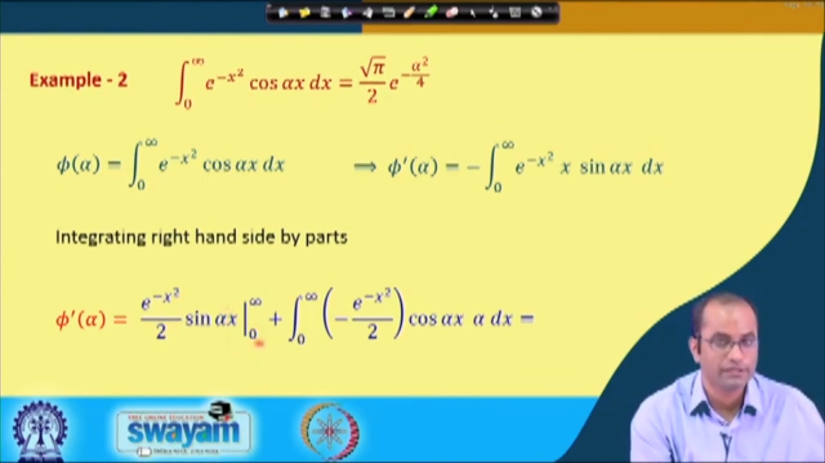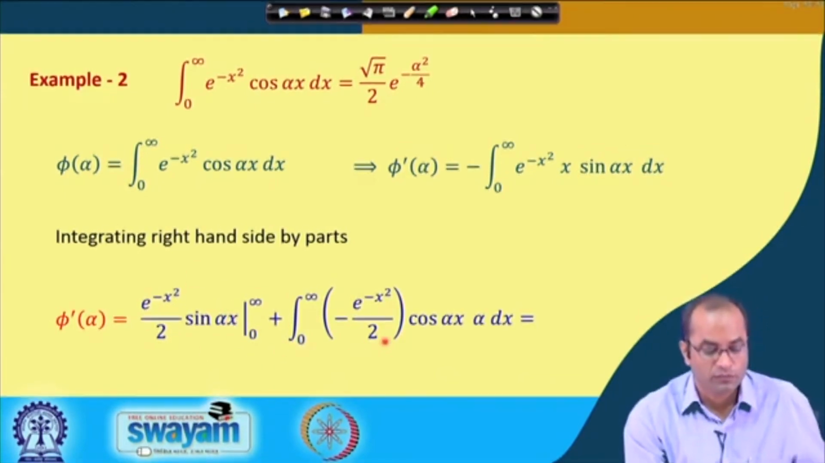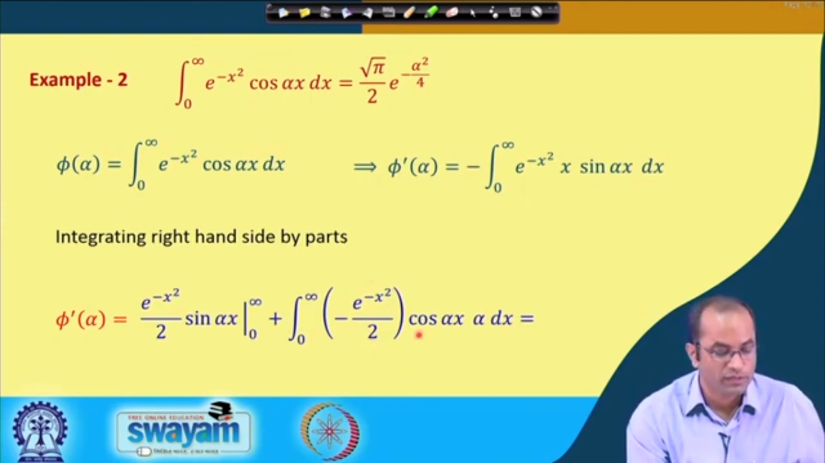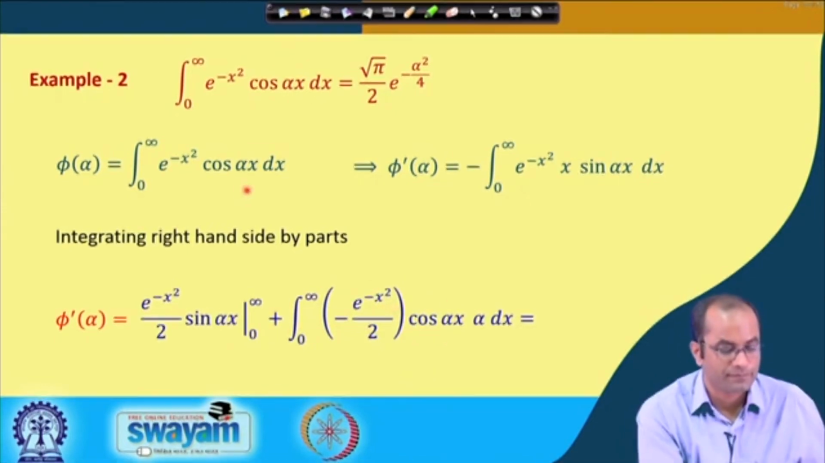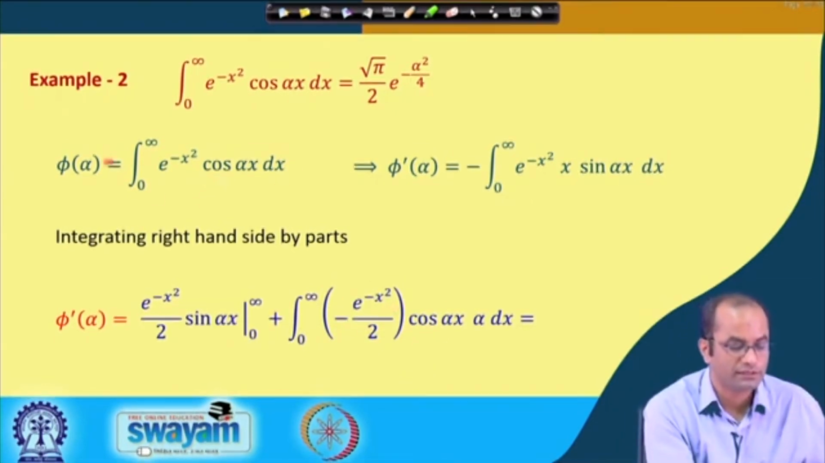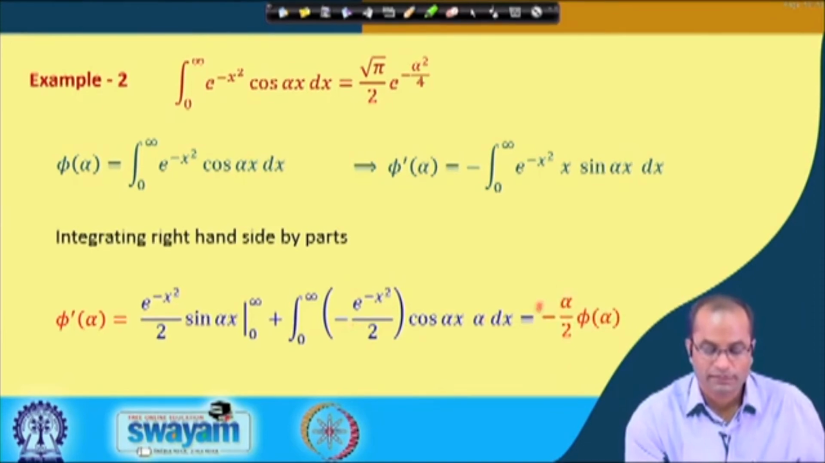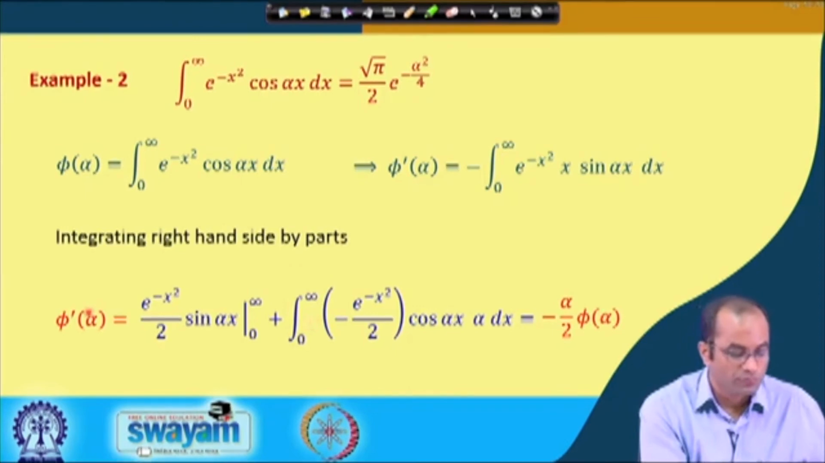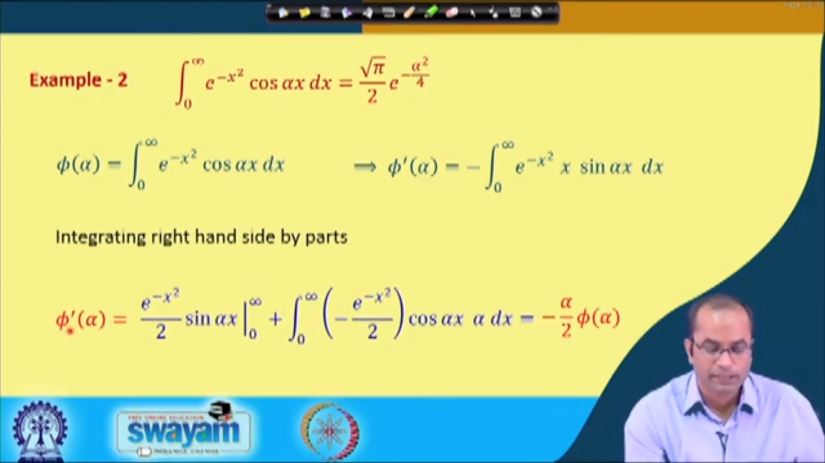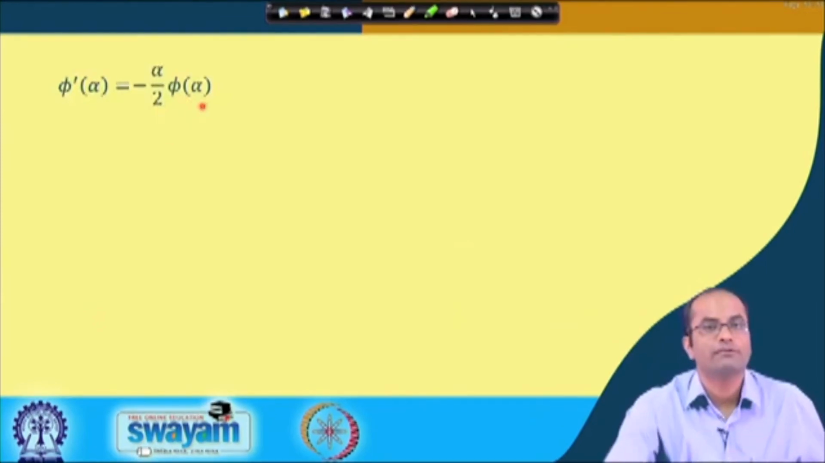So, the first term will vanish, and then the second one, we have this minus sign with half, and this e power minus x square cos alpha x, the same integral which we started with, phi alpha. So, this will be like minus alpha by 2 and this phi alpha, another same integral. So, we get this differential equation: phi prime alpha is equal to minus alpha by 2 and phi alpha.